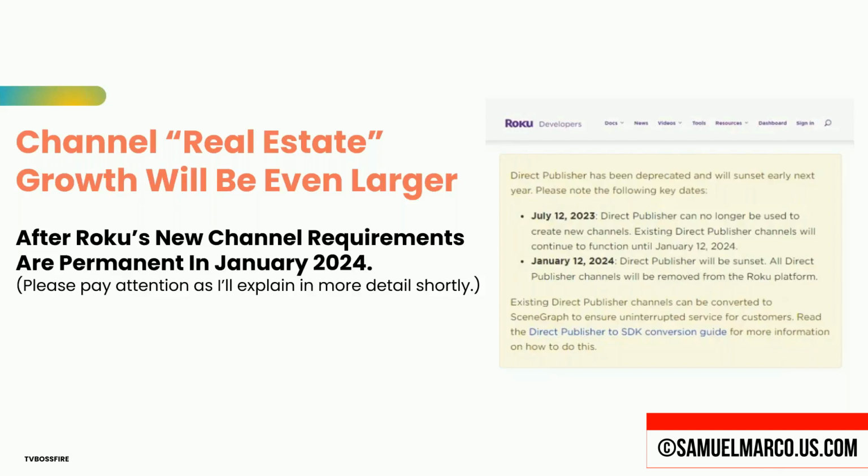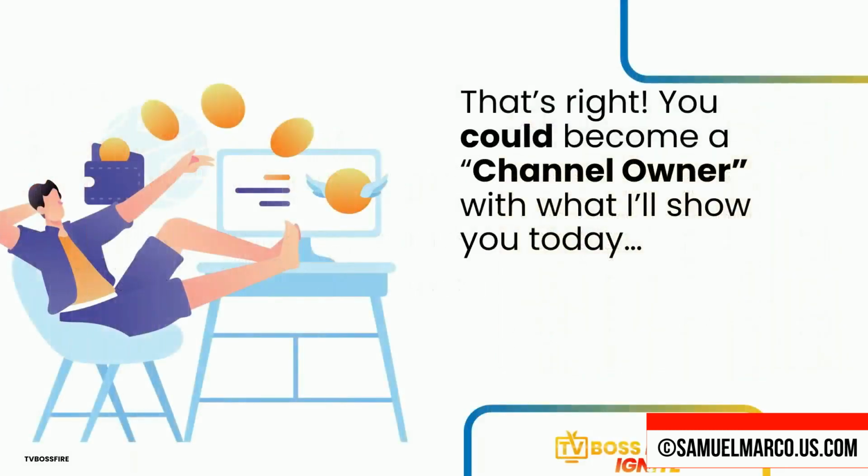So what's happened is, as you can see, they threw out an email to the Roku community, the publishers, and said in July 2023, July the 12th, Direct Publisher can no longer be used to create new channels. Existing Direct Publisher channels will continue to function until January the 12th, 2024. So January the 12th, 2024, Direct Publisher, which was the older way that we did it, will be sunset, meaning away they go. Now that is a very sad thing, but it's also exciting, right?